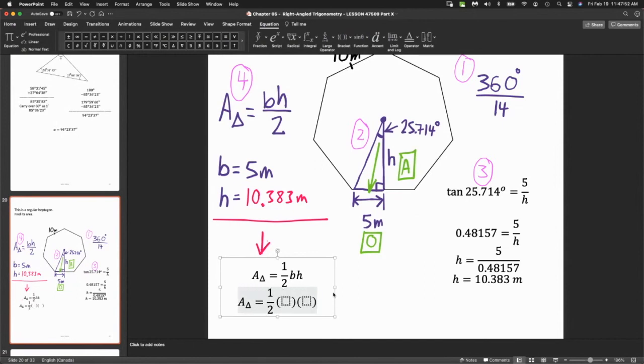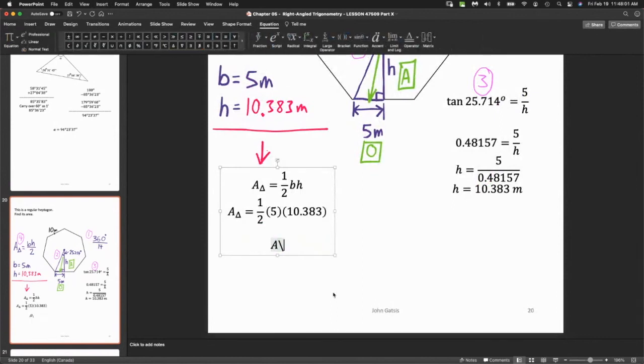So we have half, the base is 5, and the height is 10.383. Can someone give me a decimal on that? That's all good, Matthew. I'm going to look back. I think Maha had an answer for that. Is that right? 181? No. Okay. 25.96? Is that right? 25.96? Sorry, I'm a little bit distracted because I'm trying to do two things in my head at the same time.